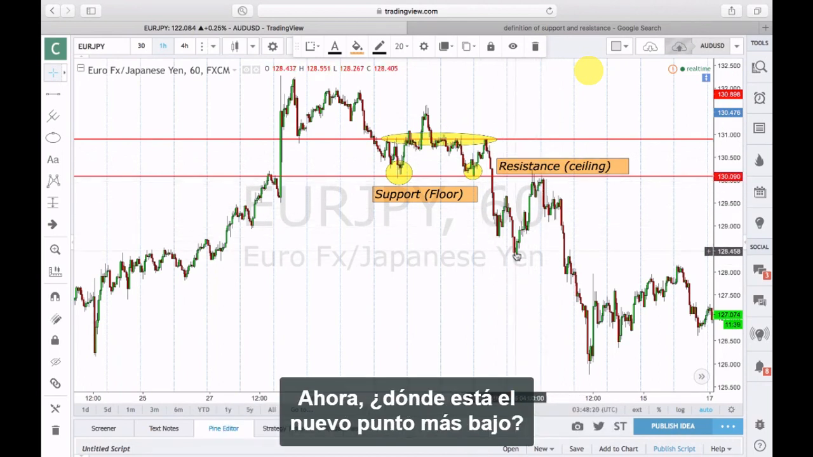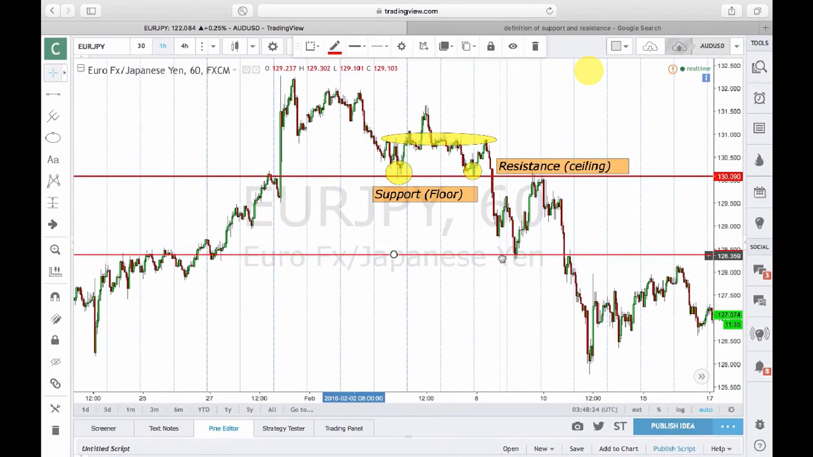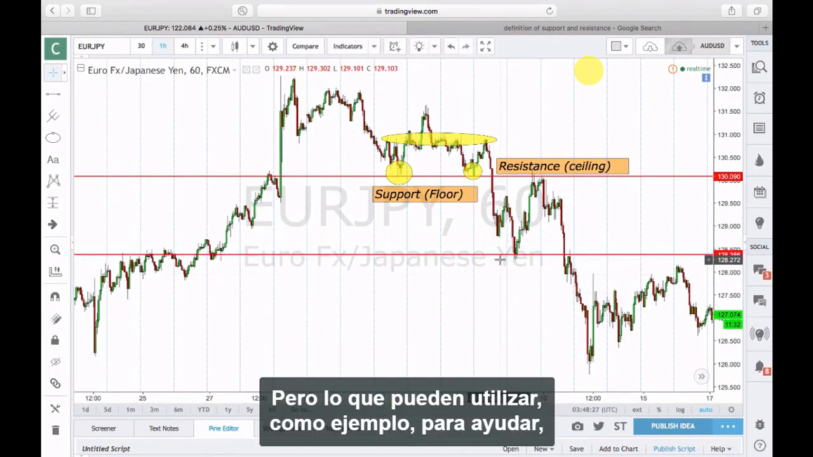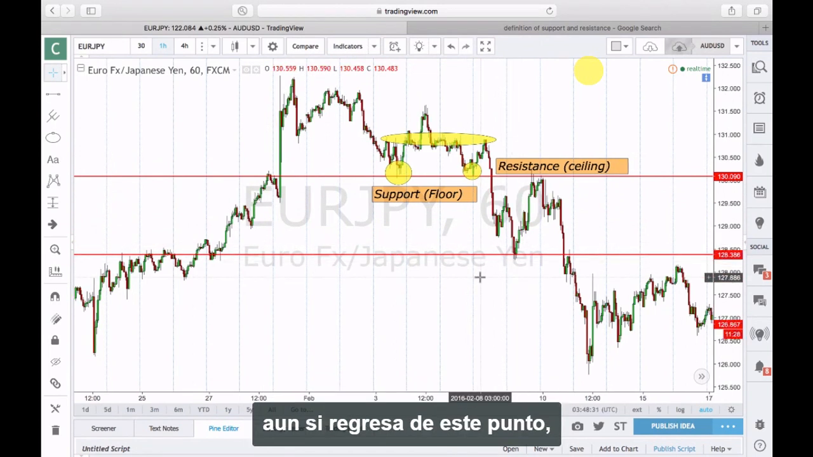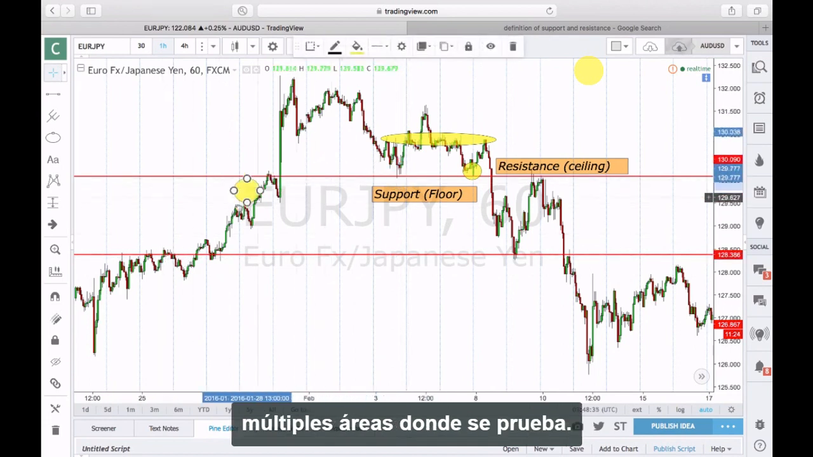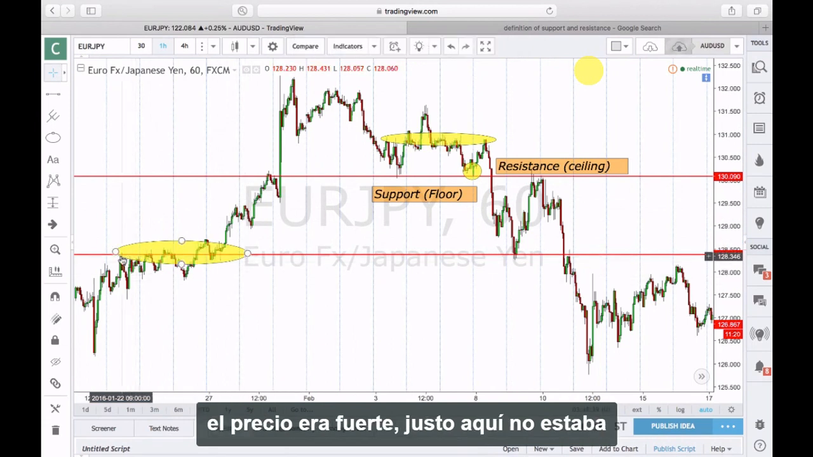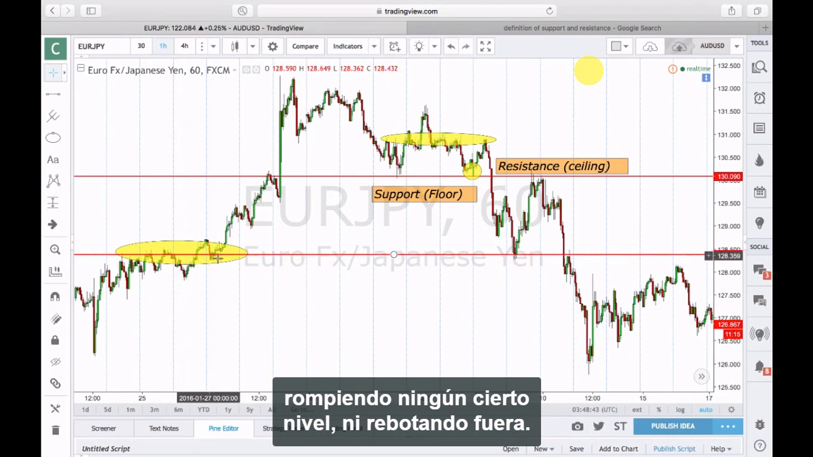Now, where is the newest lowest point? It is now here. But what you can use as an example to help is, even though it reversed off this point, look into the past to see if there are multiple areas where it tested. As you can see here, all the way across, price was strong right here. It was not breaking these certain levels or it bounced off of it.